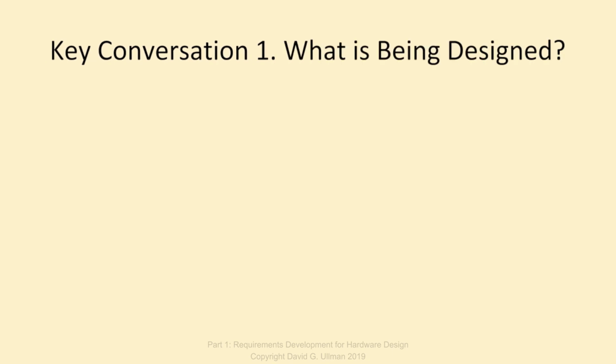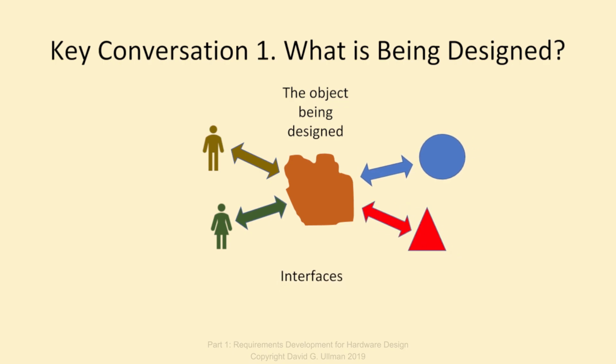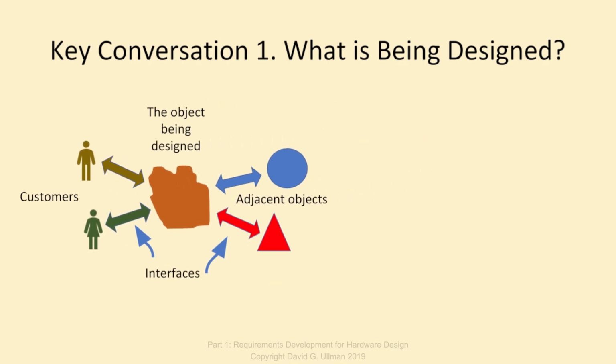The first key conversation answers the question, what is being designed? This is important as there's nothing more wasteful than people working together on different things. Whether designing a system, assembly, module, or a part, the first question is, where does the object fit in its environment? An object is defined by its interfaces with the people and systems around it, and these drive the requirements.